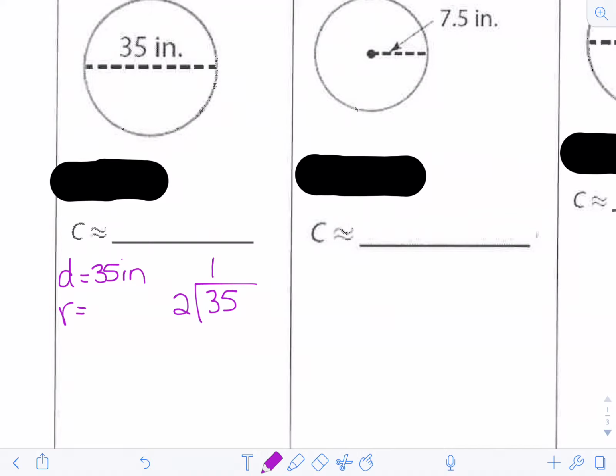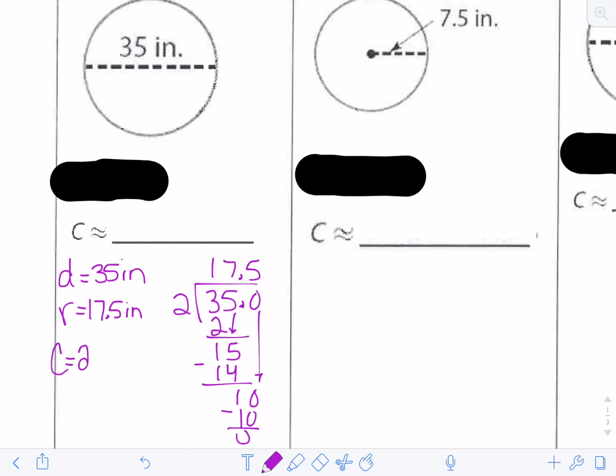2 goes in 3 one time. 1 times 2 is 2. There's 1, 5. 2 goes into 15 7 times. 7 times 2 is 14. Subtract, I have a 1. Add your decimal with a 0. Add the decimal up here, bring the 0 down. 2 goes into 10 5 times, so 5 times 2 is 10. When I subtract that, I have a remainder of 0. So 17.5 inches is my radius.